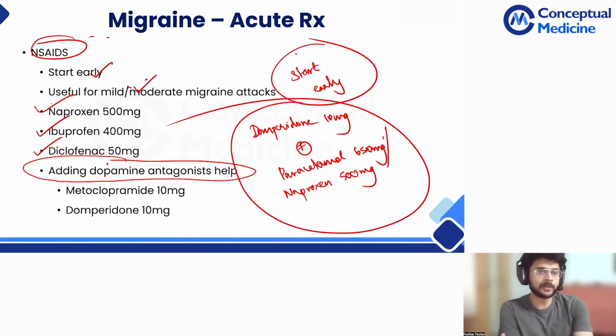I personally don't prefer metoclopramide because I've really burnt my fingers many times, in the sense that it can cause a drug-induced movement disorder. It can actually cause acute dystonia. Many times we've seen metoclopramide cause an acute dystonia. So I'm not a really big fan of that medication.